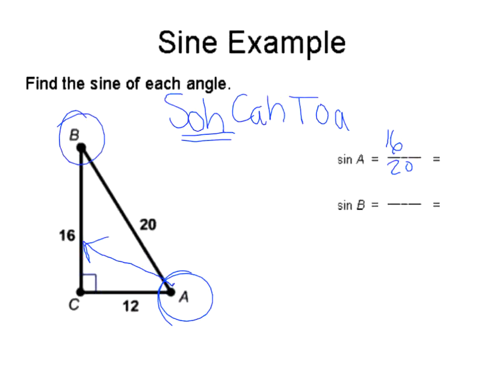Okay, circle B. Still talking about sine here, so what's the opposite of B? What number? 12, over the hypotenuse. What's the hypotenuse? 20. Great job. This isn't actually an angle, and you're thinking, how is that an angle? When I solve this problem, I'm going to get an angle as my answer.